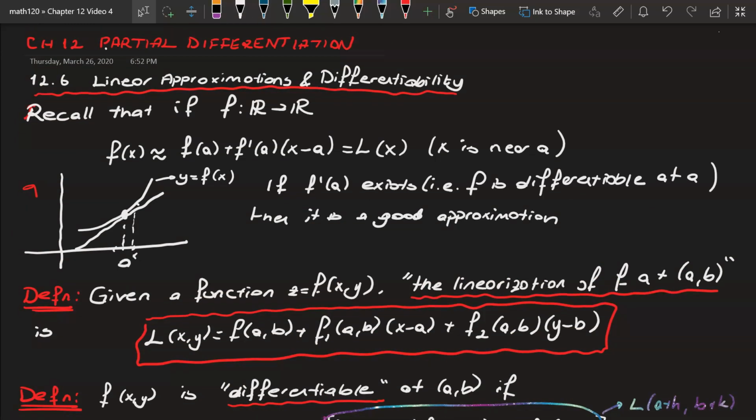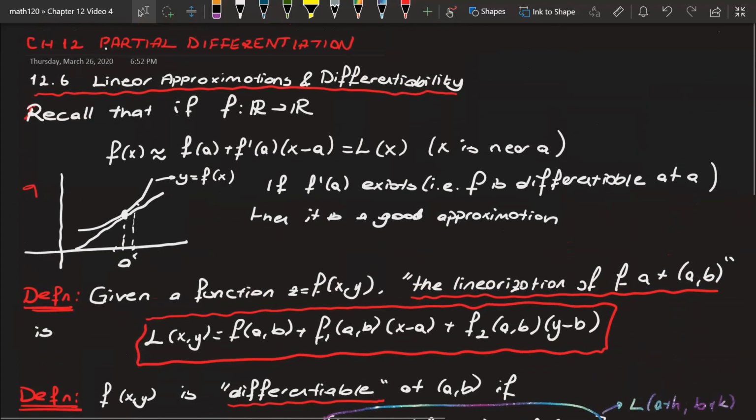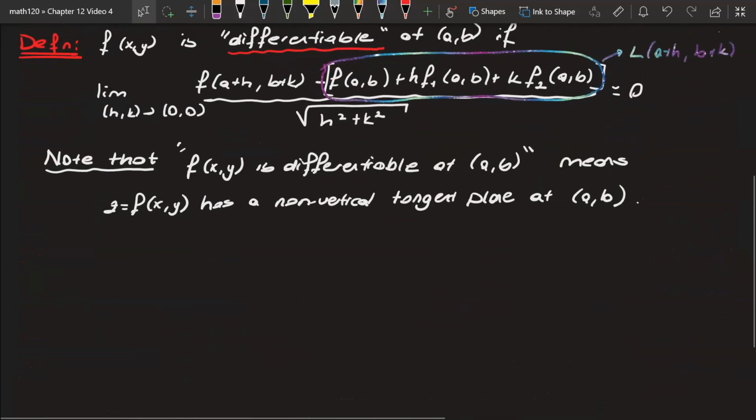Recall that for a single variable, we know f is differentiable at a means it has a non-vertical tangent line at a. Now, you see that if f of (x, y) is differentiable at (a, b), then L of (x, y), as we defined, which is the tangent plane equation, is a good approximation for the value of f at (x, y), where (x, y) is close to (a, b). So let us use this on an example.